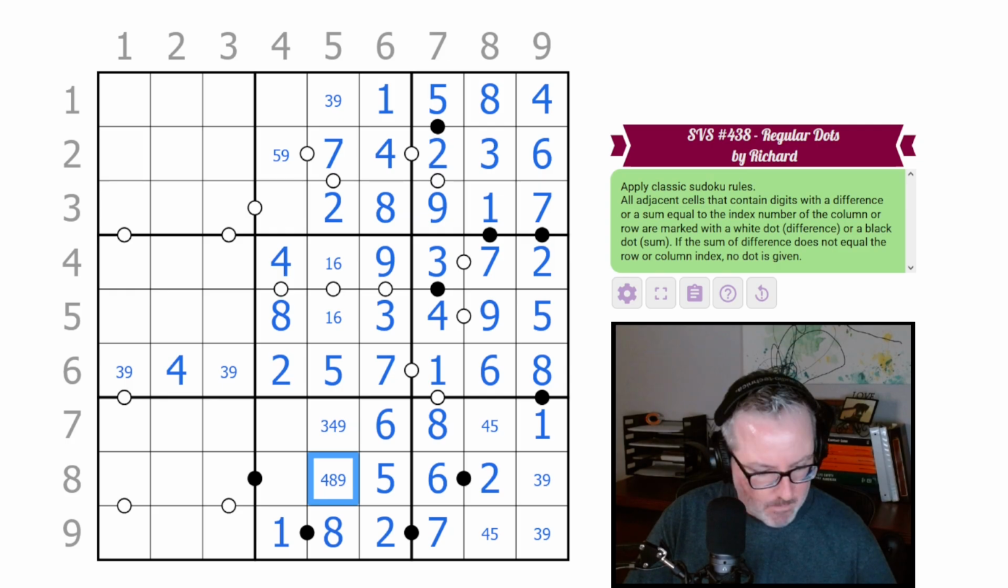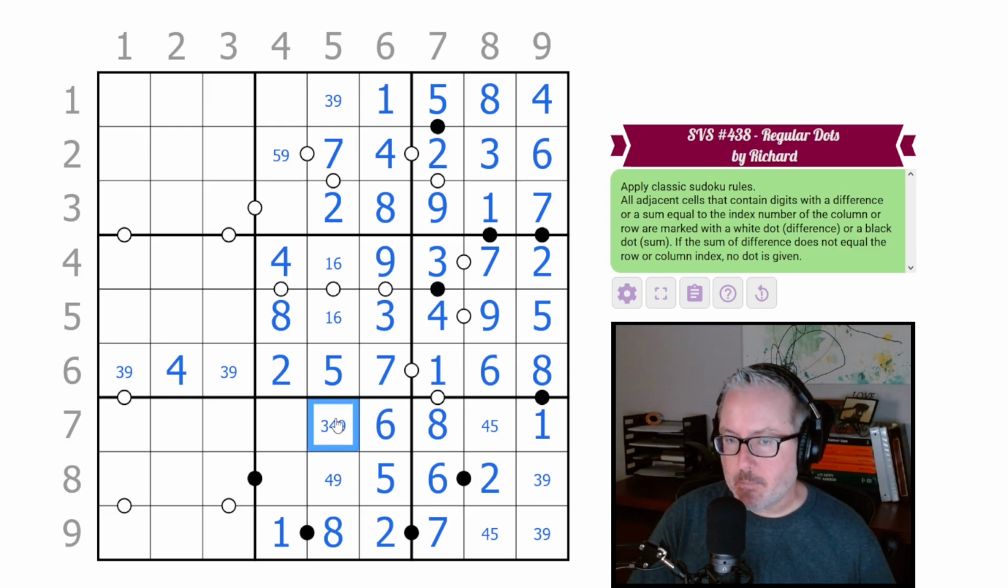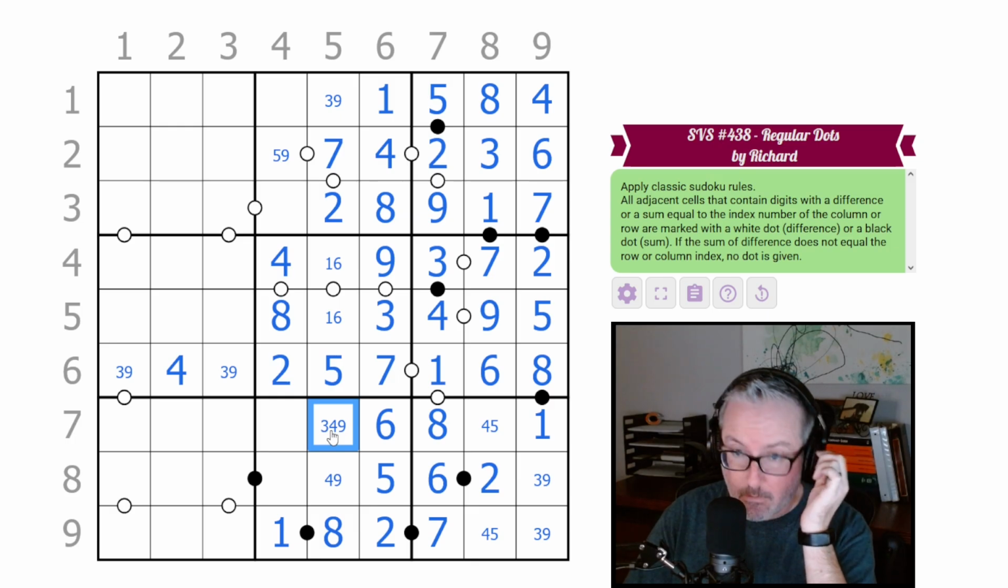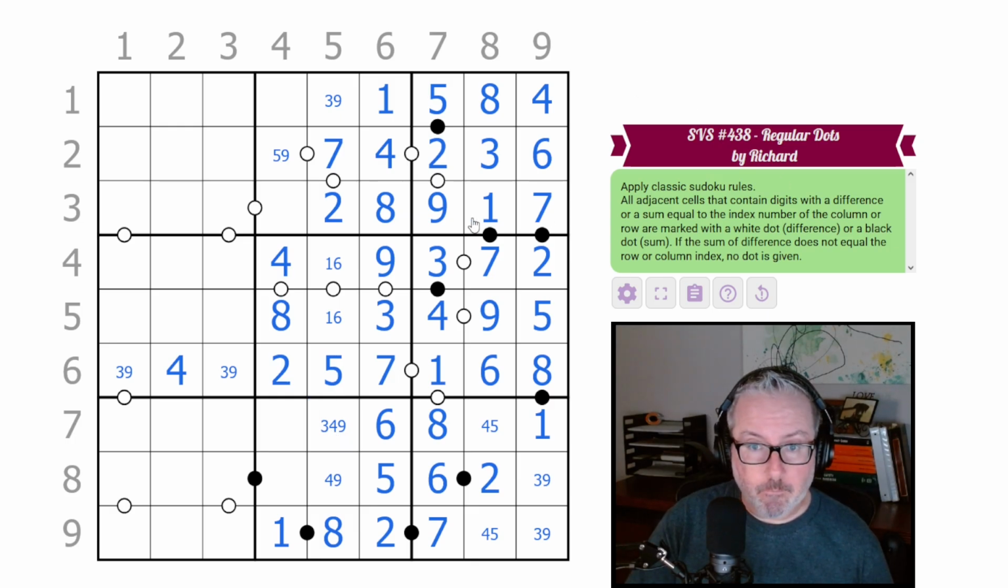This is not 8. 3, 4, 9. One of these is a 4. 1, 8, 3, 9, 1, 6, 3. Okay. Got to keep looking back at the negative. This can't be. Oh, no, it can't. This can't be a. Nope, it can. Good gracious. My brain is struggling.